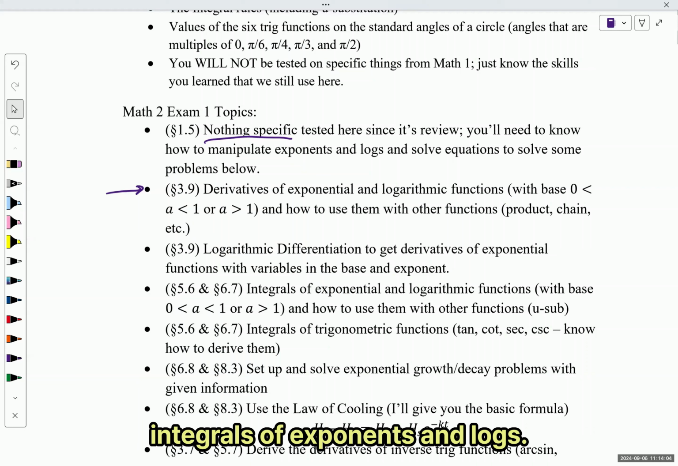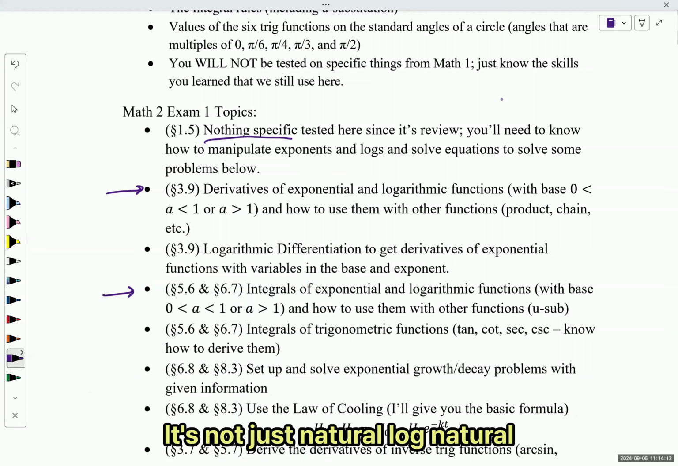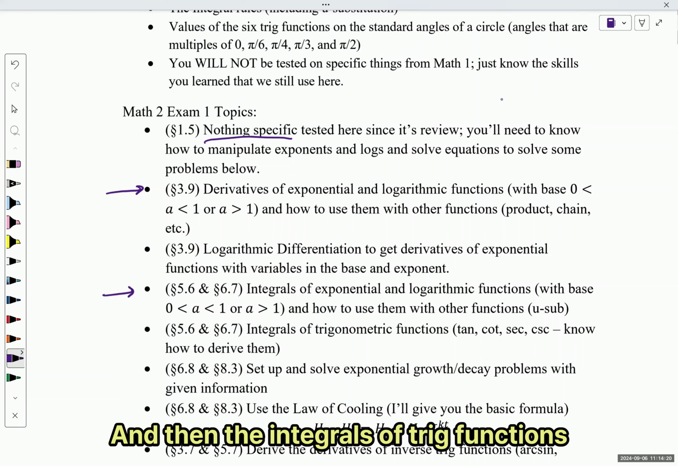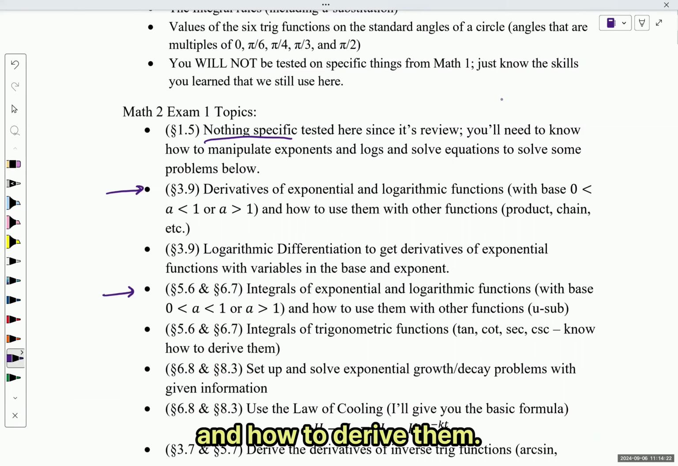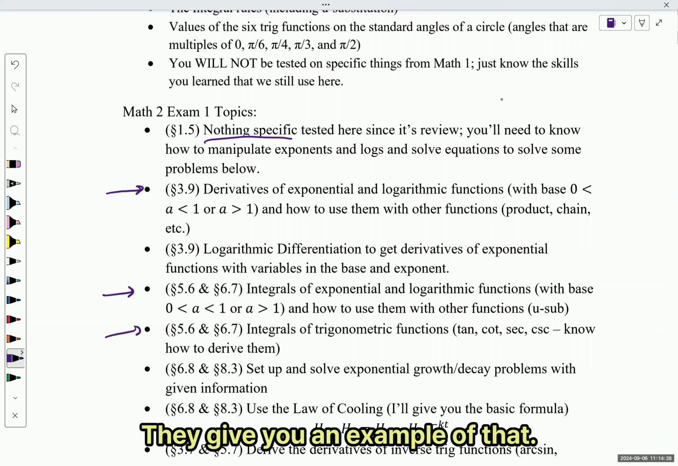Integrals of exponents and logs. And notice the derivatives and integrals for exponents and logs, it's any base. It's not just natural log or e to the x, but it's also all the rest of them that we can come up with. But they're very similar. And then the integrals of trig functions and how to derive them. I think there's maybe one or two problems in here that give you an example of that.